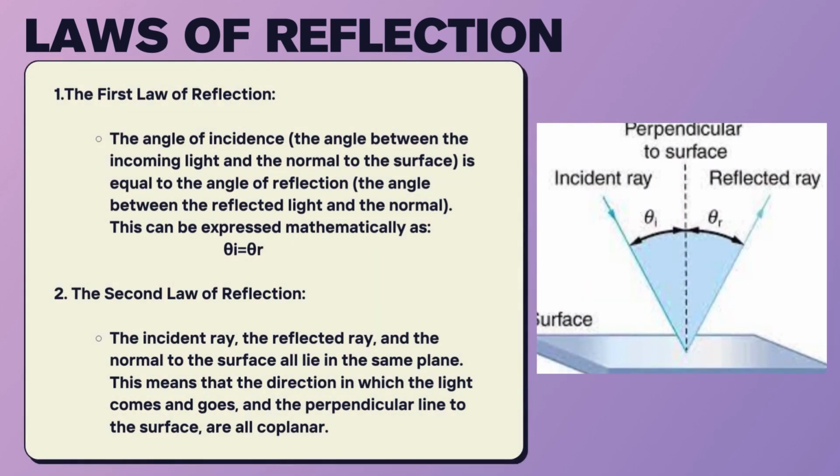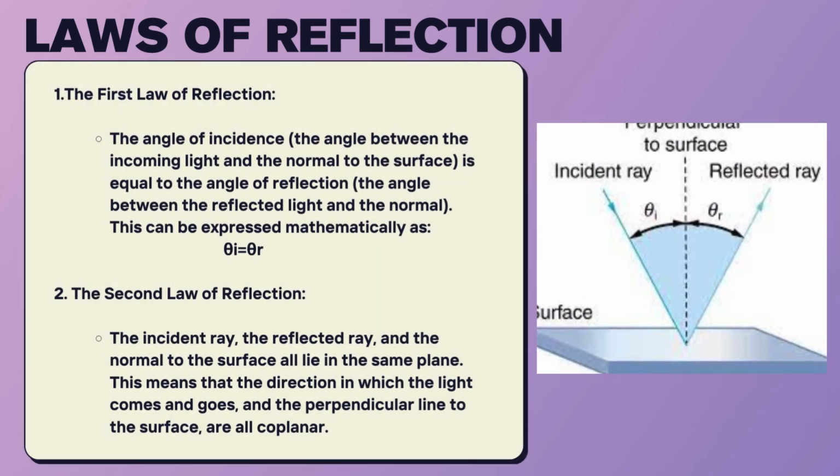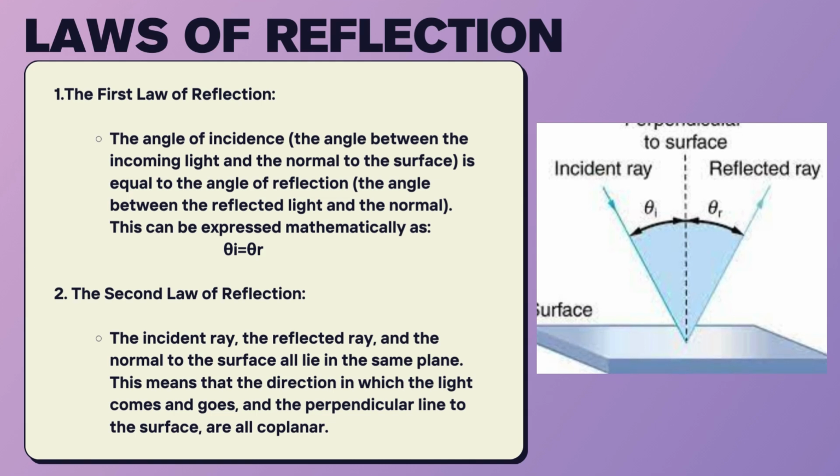Laws of reflection. Reflection occurs when light bounces off a surface. There are two fundamental laws governing this phenomenon. The first law of reflection.